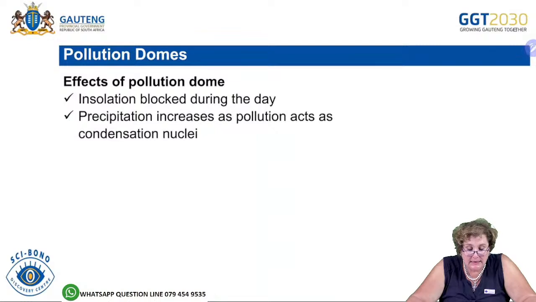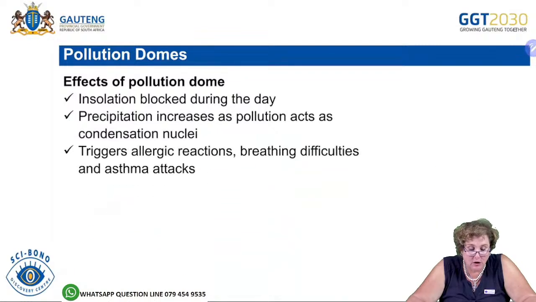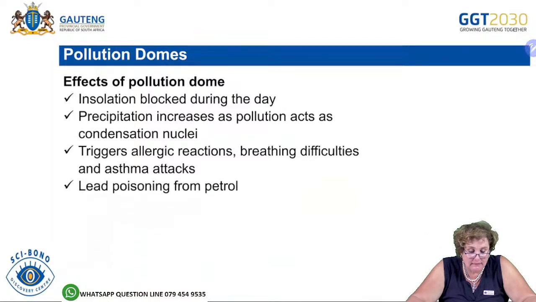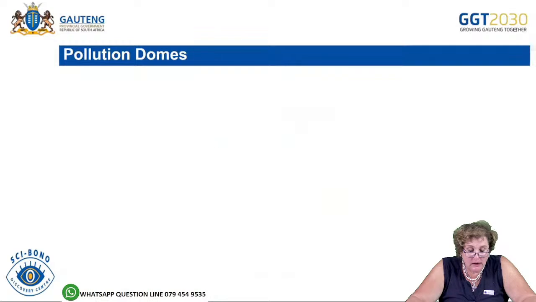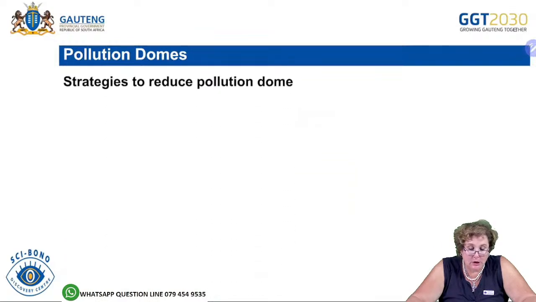Precipitation increases as the pollution is condensation nuclei. It can trigger allergic reactions. People can have breathing difficulties. It can cause asthma attacks. It can lead to poisoning from petrol. Smog can reduce visibility. We have a global climate change that can occur.